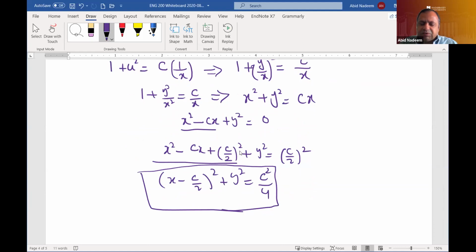So this is the equation of a family of circles, okay, with the center at c by 2 and 0, and with the radius of c by 2. Okay, so this is the final answer.